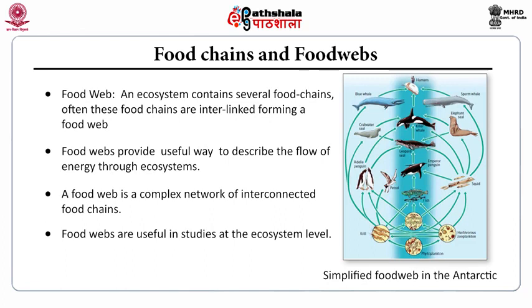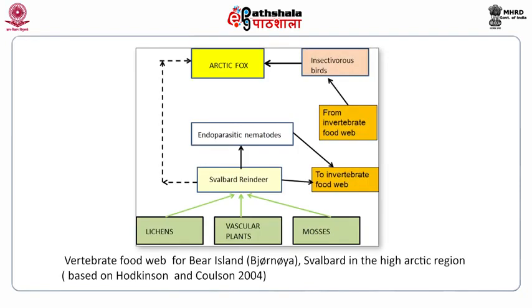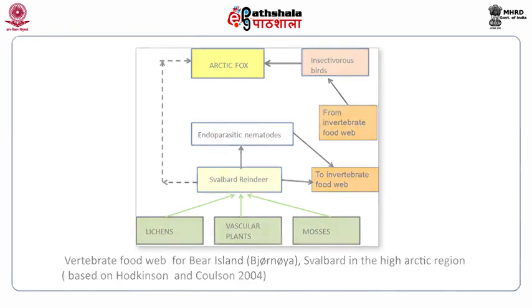Food webs are useful in studies at the ecosystem level. Next, we will describe the vertebrate food web for the Bear Islands in Svalbard, Norway, in the high Arctic region. In this food chain, the base is formed by the plants, which are lichens, vascular plants, and mosses. These plants are eaten by the reindeer, and there is also an interconnection of this food chain with the invertebrate food web. So this food web has actually been studied in the Arctic regions of Svalbard.